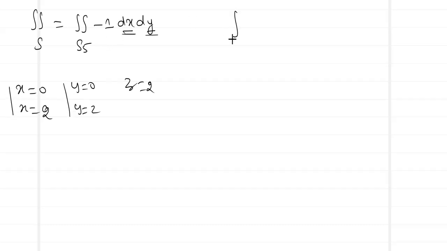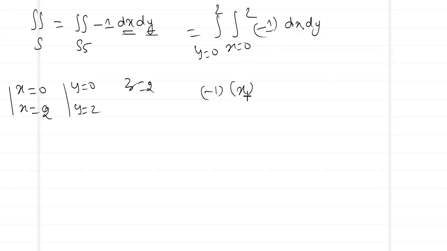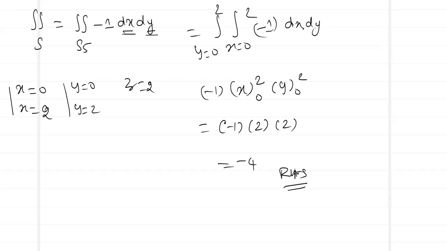X varies between 0 to 2. Y also varies between 0 to 2. Now what I will have to evaluate? Minus 1 dx dy. Minus 1 is a constant. Dx on integration is x between 0 to 2. What is dy on integration? Y between 0 to 2. So this makes it as minus 1, 2, 2. So that makes it as minus 4. So this is going to be my RHS. So I have evaluated the RHS.